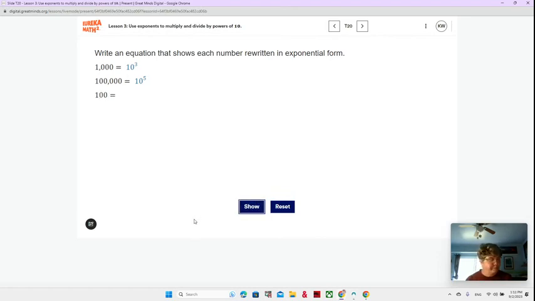100, 10 to the 2nd power. 10,000, 10 to the 4th power. 10, 10 to the 1st power. 1,000,000, 10 to the 6th power. Okay, make sure you have this all copied down on the back of page 27, or somewhere else in your book.